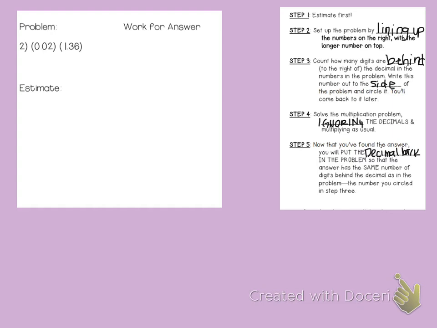Here we go again. So we're going to estimate first. Anytime parentheses is next to parentheses, that means multiplication. Okay, so if we look here, we have a number that's way less than 1, so it is pretty much a 0. And then we have 1.36, which is close to 1. Okay, so what is 0 times 1?